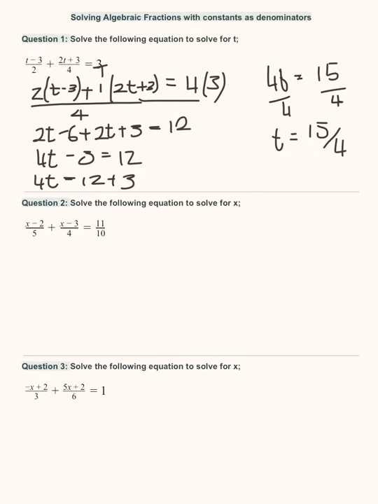So let's look at question 2, and you see I follow the same steps each time. So I recognize I have fractions. I want to solve for x, therefore I must find the lowest common denominator. So let's see what denominators we do have. We've got 5, 4 and 10. So we must decide what's the smallest number 5, 4 and 10 divide into. And that would be 20.